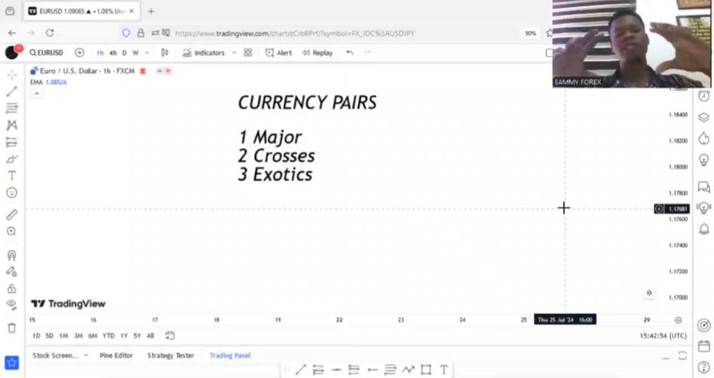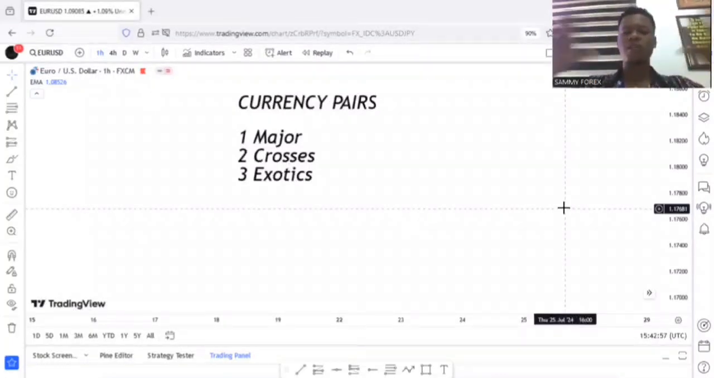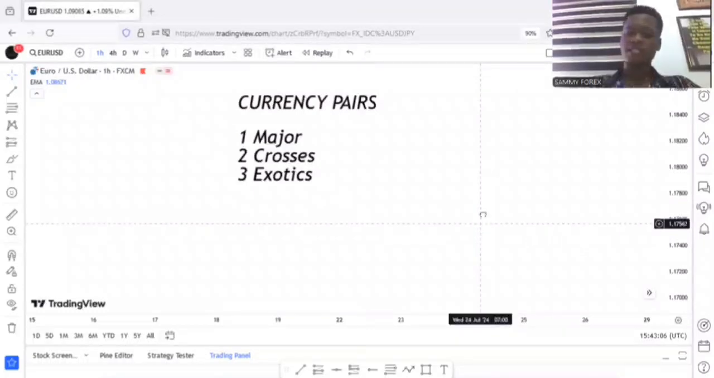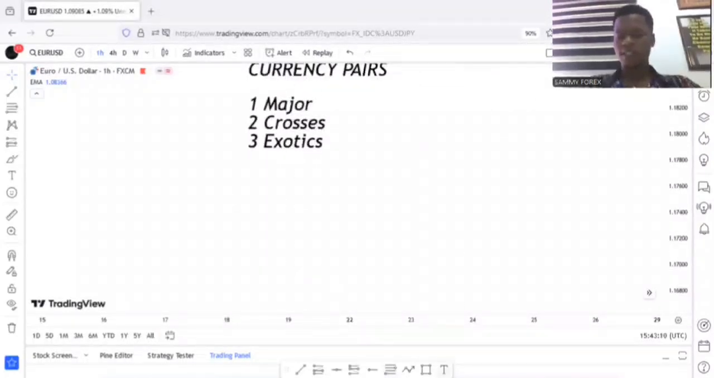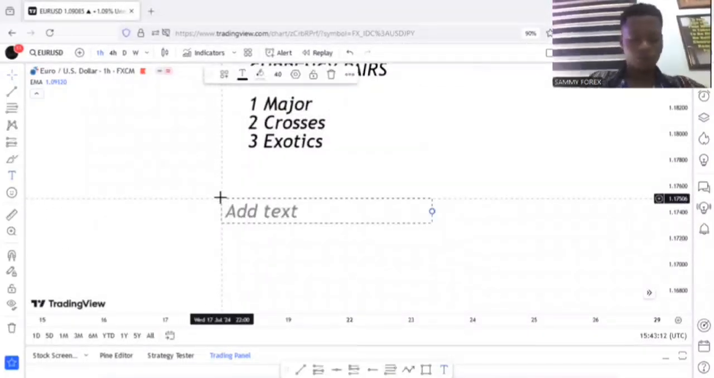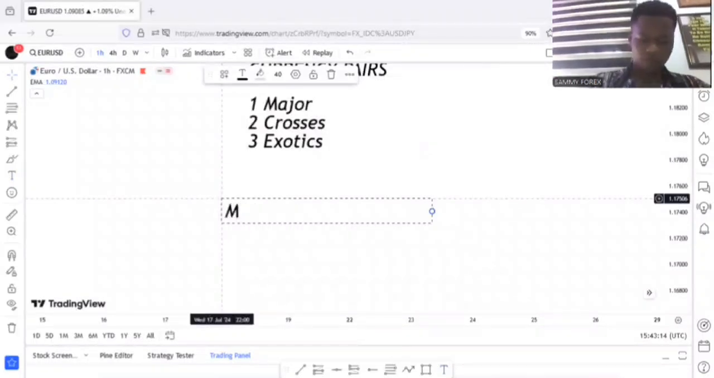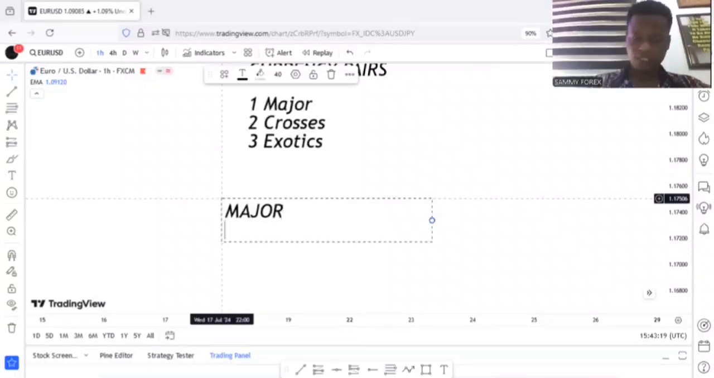The majors represent developed currencies, like the Euro USD, GBP USD, USD JPY, and USD CAD. All right, let me write it out for you guys. We have the major currencies. The majors include the USD CAD, and we have the Euro USD.